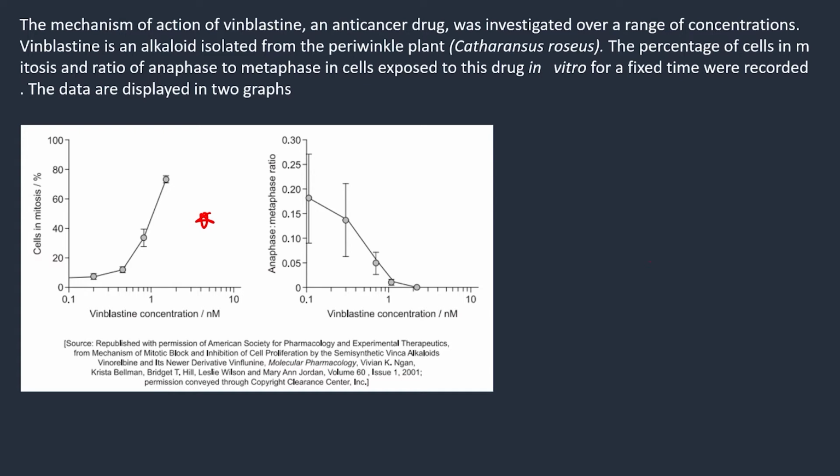Now that's in contrast to the graph on the right, because the graph on the right actually shows us an opposite pattern, where when you get an increase in the concentration of vinblastine, you actually see a decrease in the ratio of cells in anaphase to those in metaphase.